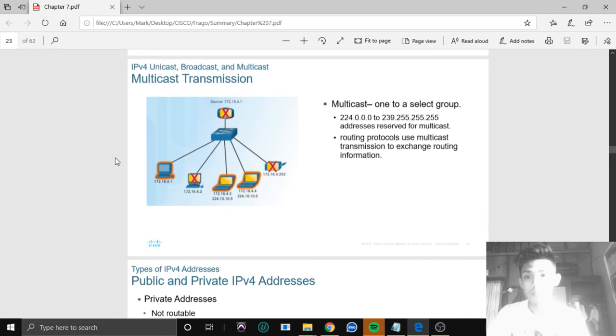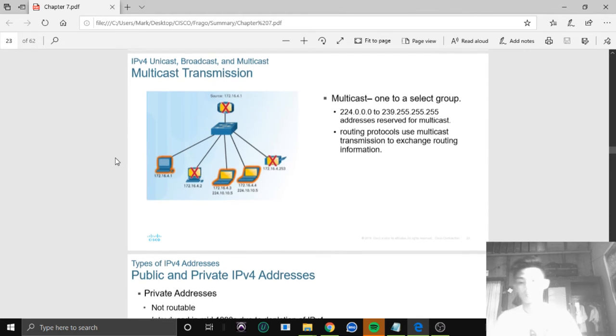Multicast transmission. Multicast sends to a selected group. The addresses 224.0.0.0 to 239.255.255.255 are reserved for multicast. Routing protocols use multicast transmission to exchange routing information.